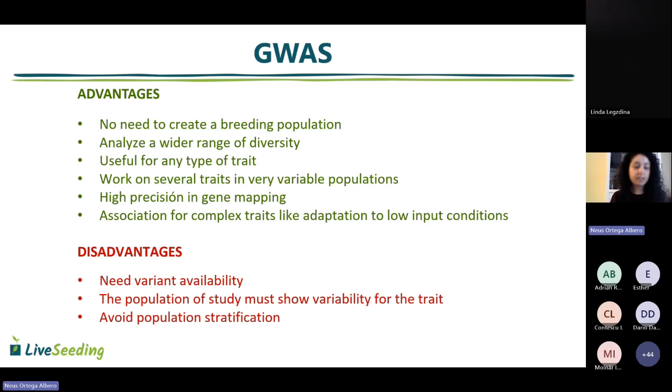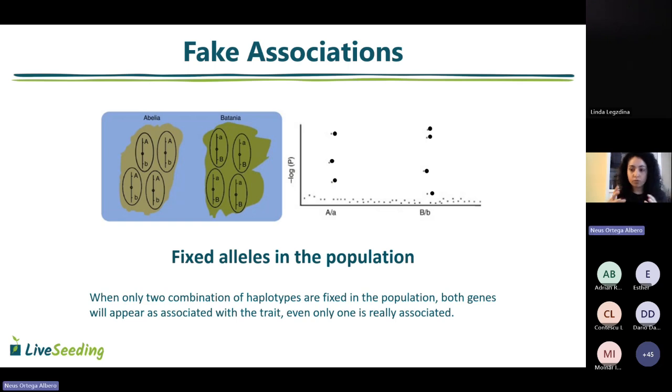I will explain. Population stratification can cause bias or fake associations between the trait and the genome. I'm going to give some examples. To avoid a spurious association between a trait and the genome and the genes, we need to be aware of the population structure.